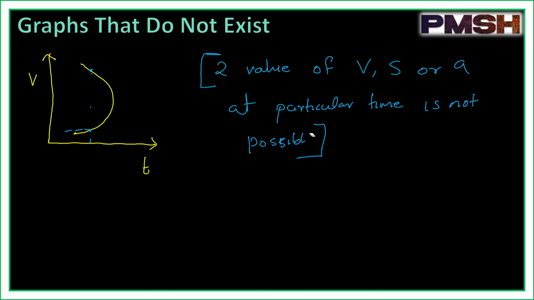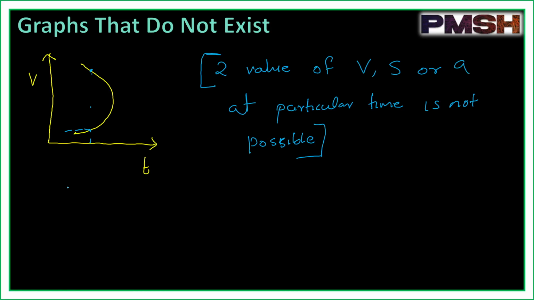So what I have drawn is a velocity time graph. If they give you such an acceleration time graph, then this is not possible. If they give you a displacement time graph of this model, it is not possible, because at a particular time there can be only one value for acceleration, displacement or velocity. There cannot be more than one value. So any graph that is giving you more than one value is a wrong graph.